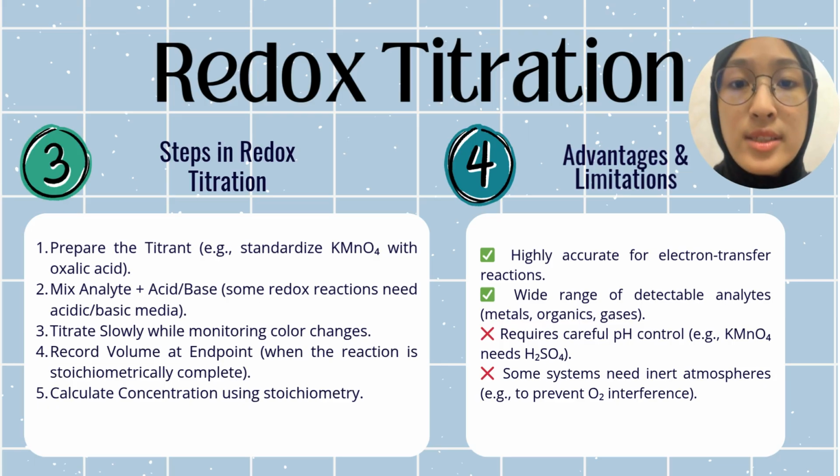For the advantages, it is highly accurate for electron transfer reactions, with a wide range of detectable analytes, such as metals, organics, and gases. For limitations, it requires careful pH control, such as potassium permanganate needing sulfuric acid. And some systems need inert atmospheres, such as to prevent oxygen interference.